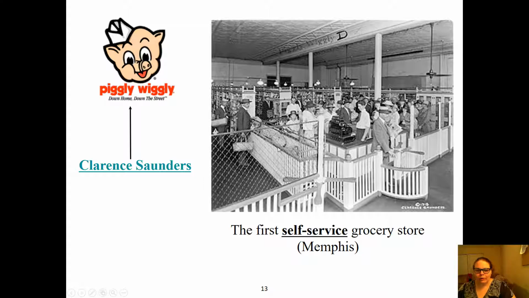But you would go in, you would pick up a basket, and he had it fenced off. So in order to get to the register, you had to go up and down every aisle. So you went up and down every aisle in the grocery store, and then came back up through this line to check out. This is ingenious for several reasons.